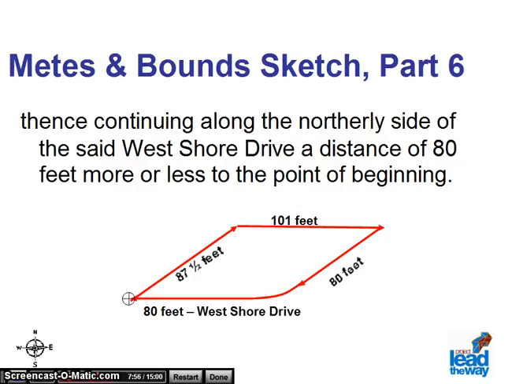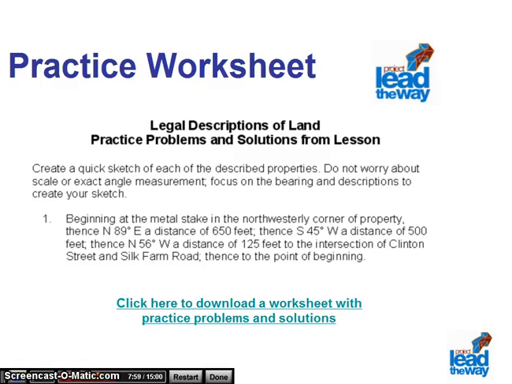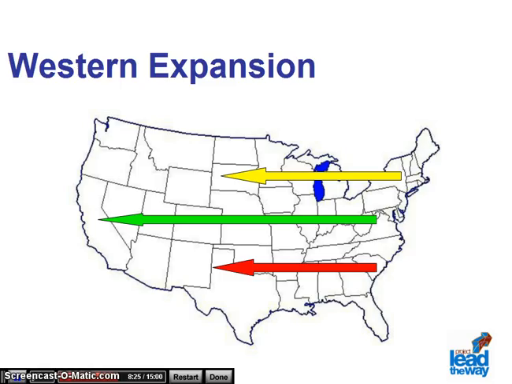We have prepared a worksheet with two property descriptions. The first is described using the Metes and Bounds system, as you've just seen, and the other the rectangular survey system, which we will discuss next. Please pause this lesson and download the worksheet. Complete the first sketch while the Metes and Bounds system is still fresh in your mind, or wait until the end of this lesson. The choice is yours. Next, we will talk about the rectangular survey system.